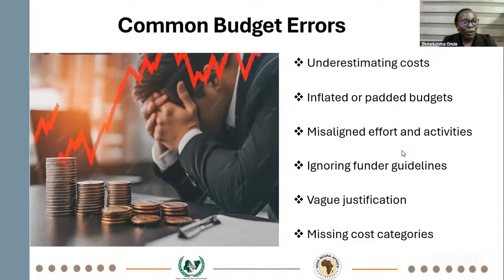Especially, you can see one of the errors here is ignoring funder guideline. Ignoring funder guideline. A child who decides not to listen to his or her parents when they are guiding him, don't go here, don't go here. Most times, if that child decides to go there, whatever he sees, he will take.